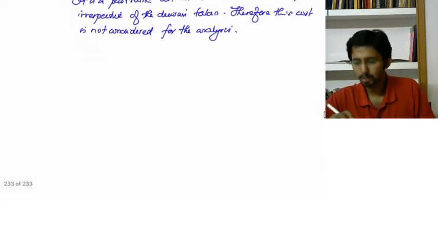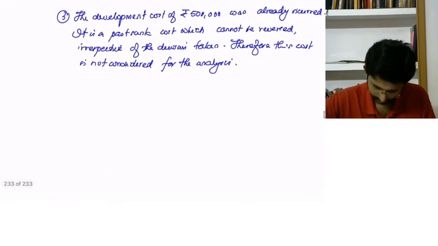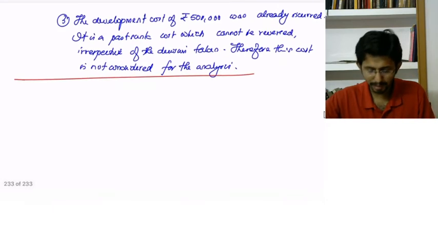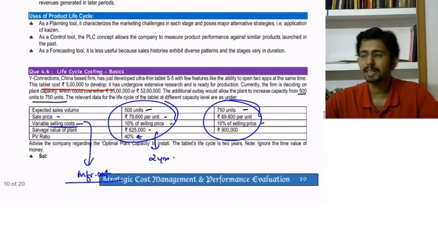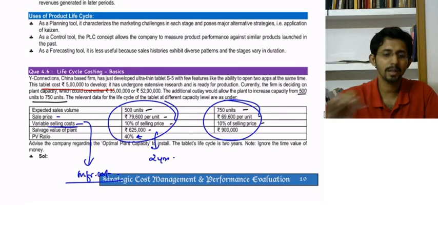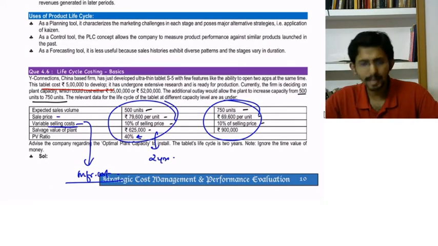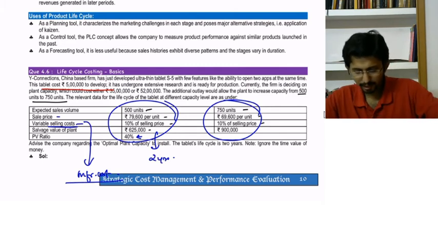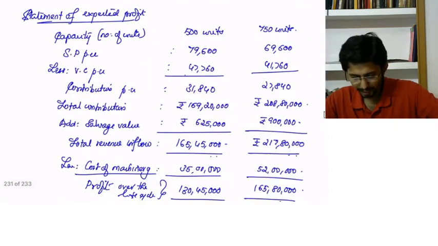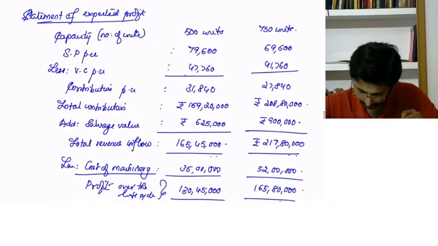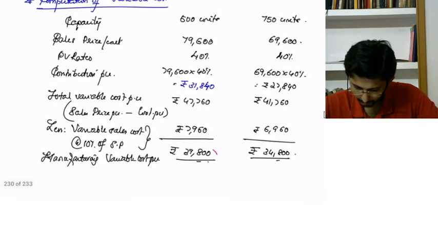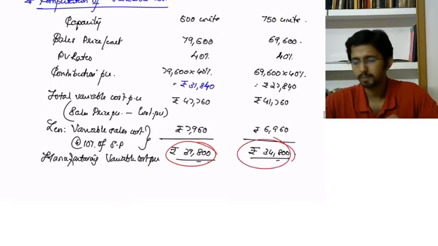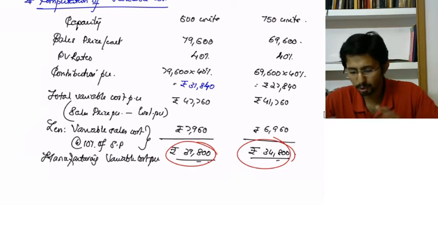Okay, is it clear? So this is all about the answer. Now I would like to present this question in a very different manner. If you see the textbook solution and also the solution which I have given in the material, what they have done is, if you see the method in which we calculated, we computed the variable cost per unit separately for both the options.